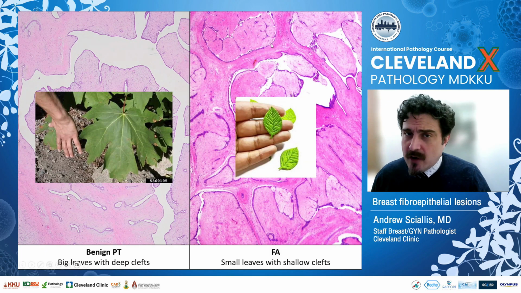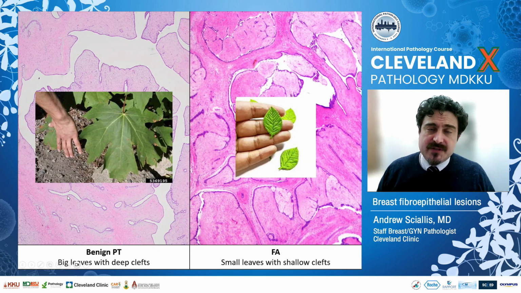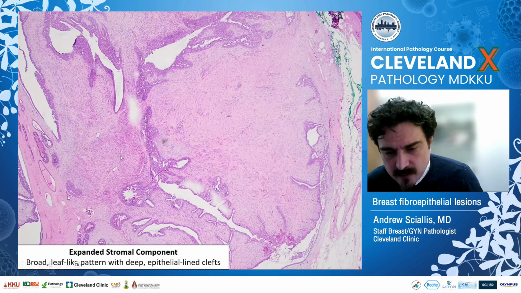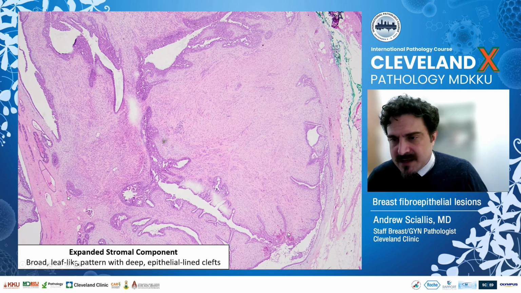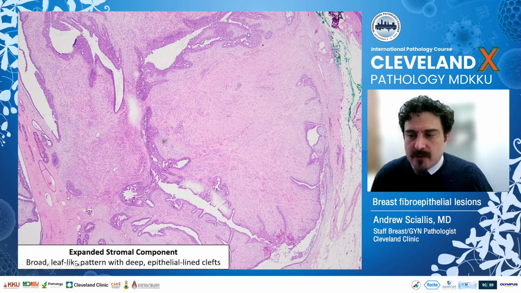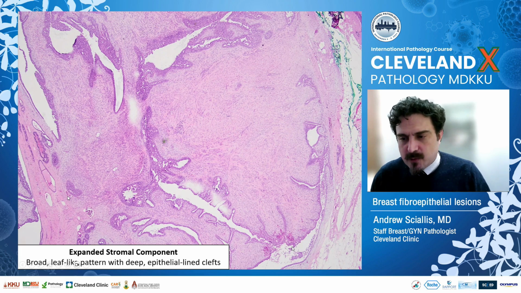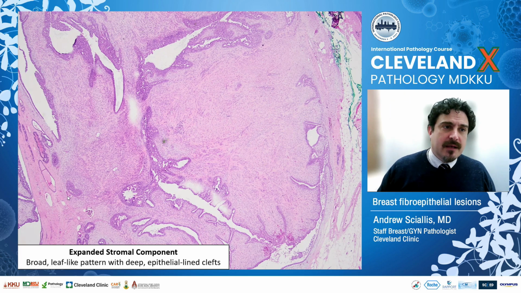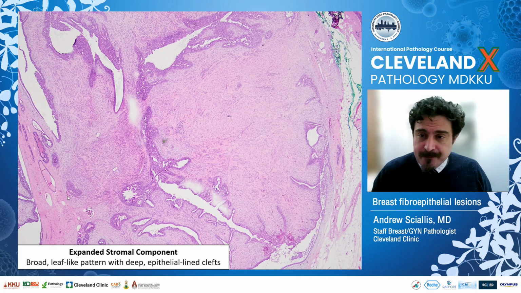But when it's pretty small, those are the ones that we tend to let go and just say that's intracanalicular growth in a fibroadenoma. Expanded stromal component, again, with broad leaf-like deep epithelial-lined clefts. To say that there's leaf-like growth oftentimes means that there are these big things that give it that leaf-like architecture, which are these clefts that go along with it. Sometimes these things can look a little bit like the clefts one sees in a smooth muscle tumor of the uterus.